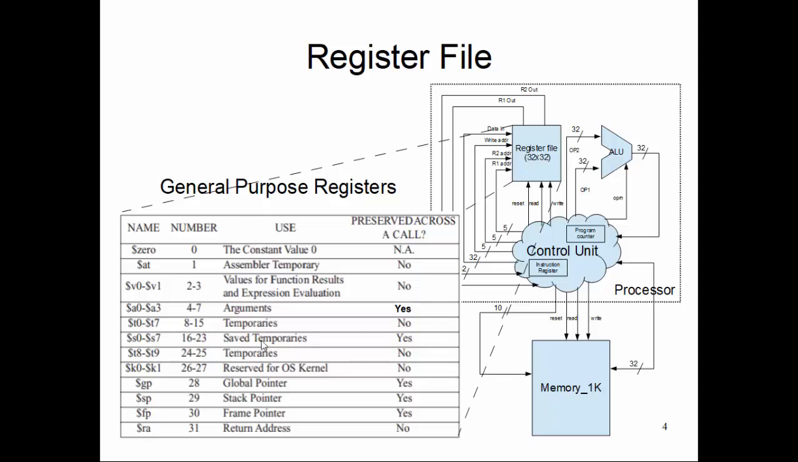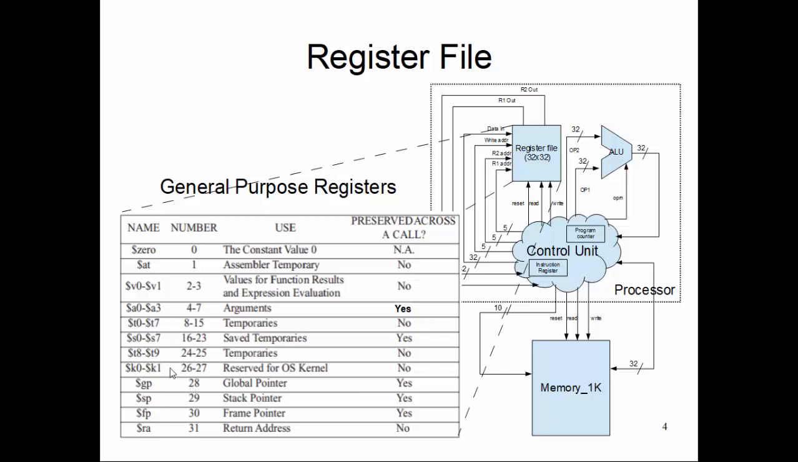However, for the saved temporaries S0 to S7, it is guaranteed by software convention that if you store some value in S0 to S7 and call some function, then after that function is done, the value will remain as it is inside those 8 registers. We have 2 more temporaries, T8 and T9, which are the same as T0 to T7. So we have a total of 10 temporaries whose values are not preserved across a function call.